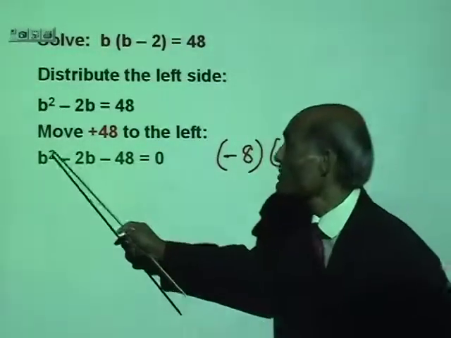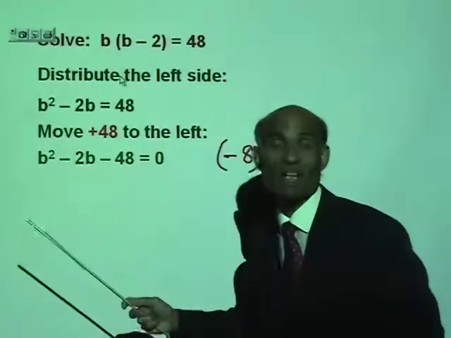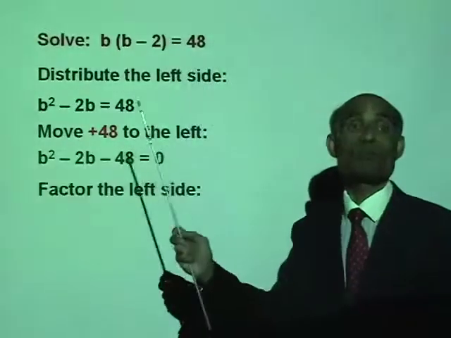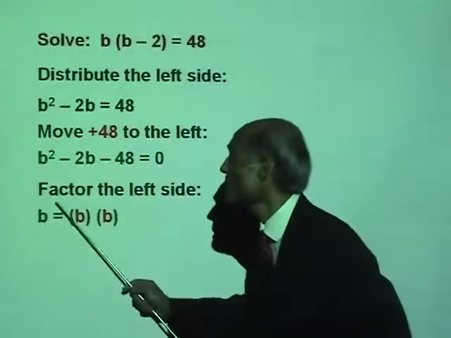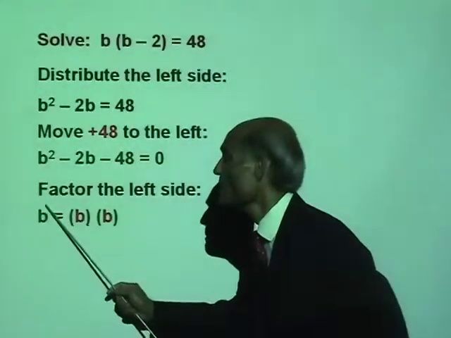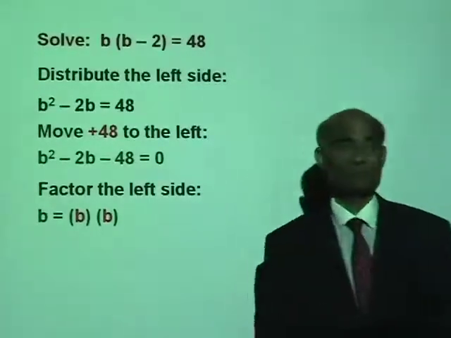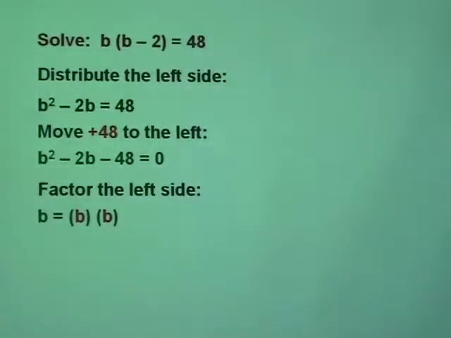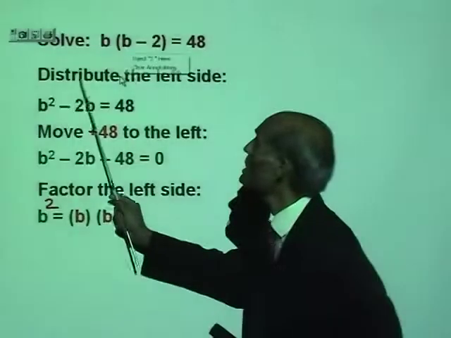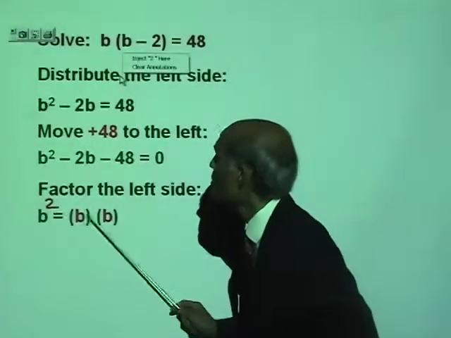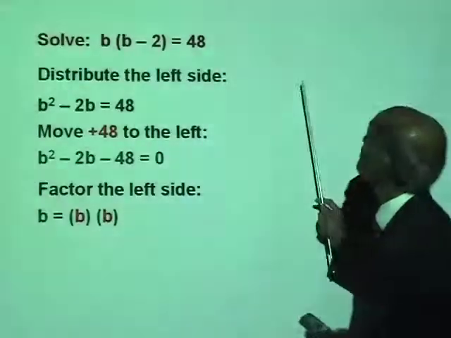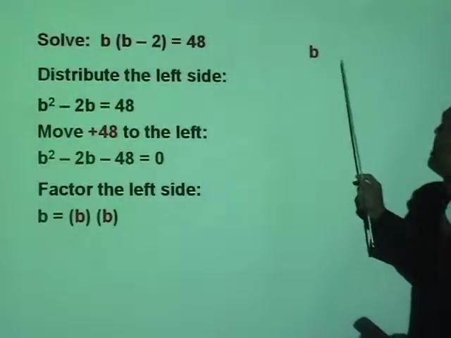Alright, let's start with the first term. B squared can only be factored in one way. B squared is not B. It must read B squared, equal to B times B. Alright? So make that correction there. B squared, the first term, is B times B. And let's write it side by side.